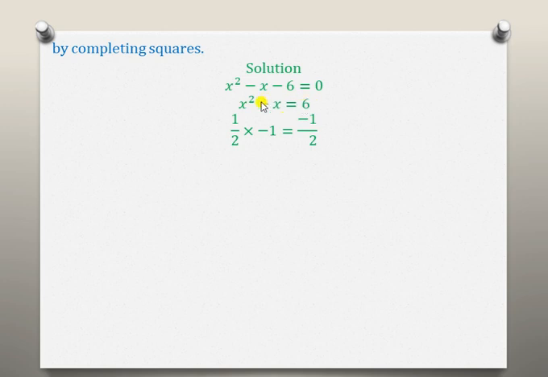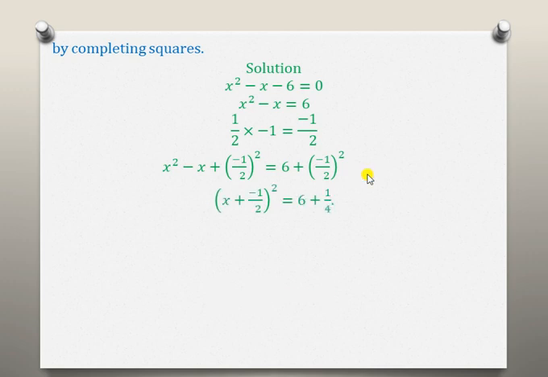Next step, look at the coefficient of x, which is -1 in this case, multiply it by 1/2, and that gives you -1/2. The next step, you take this result, the -1/2 you got after multiplying this coefficient by 1/2, square it, and add it on both sides of the previous equation. So that gives you this step here.